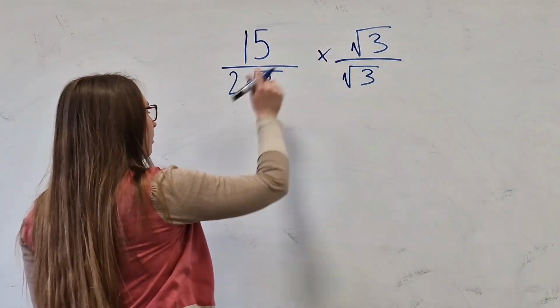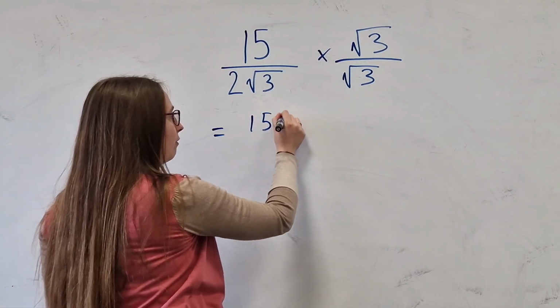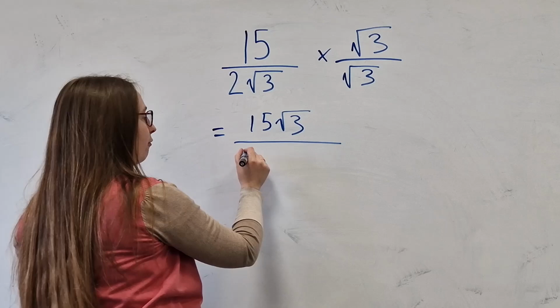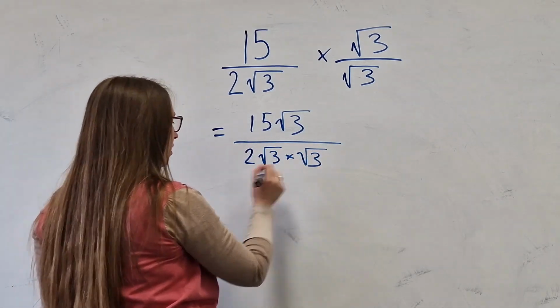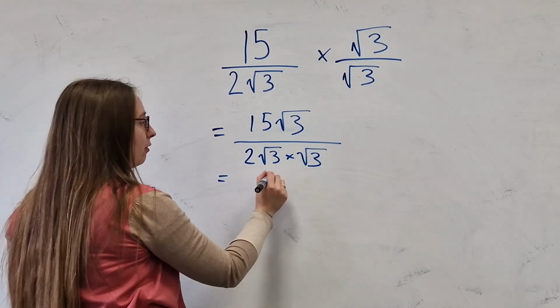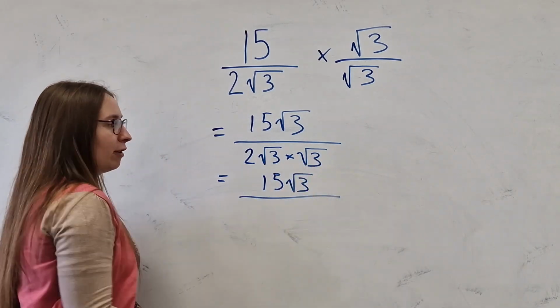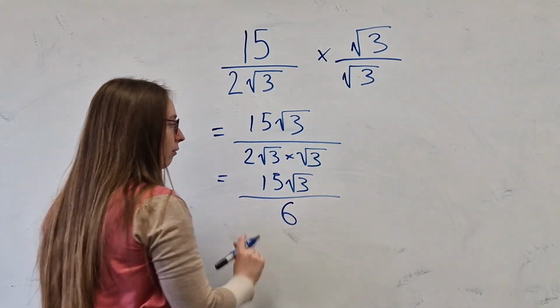So here, if we do 15 times root 3, that's just 15 root 3. And then we've got 2 root 3 times root 3. So I will write this whole thing out, times root 3. And like we said before, we'll put that 15 root 3 on the top. Root 3 times root 3 is just 3. And then we've got 2 times 3, which is 6.